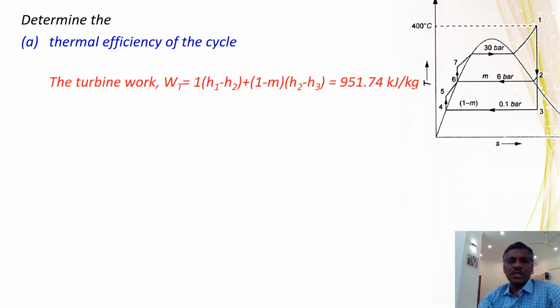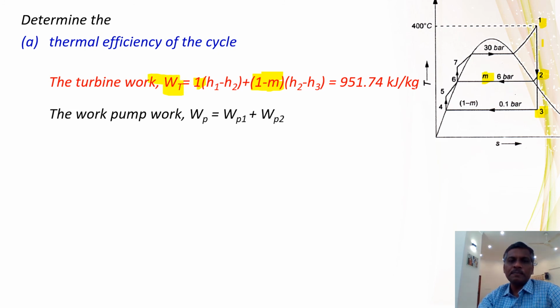Efficiency of the cycle: we have to calculate the turbine work. Turbine work, you remember, from 1 to 2, 1 kg of steam is coming. So that is why 1 kg into H1 minus H2, higher minus lower, plus, because m is removed here. From 2 to 3, remember 1 minus m is coming from 2 to 3. So again H2 minus H3. This is how we take the turbine work. So it is always important you remember the TS diagram. m is taken out, so it is 1 minus m into H2 minus H3. It is easy to write the formula. So that is how we will get the turbine work.